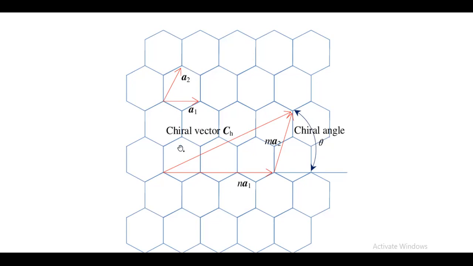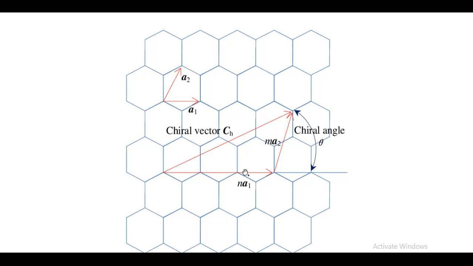This vector is named the chiral vector. It is Na1 + Ma2, where N and M are basically coefficients, and this is the chiral angle. Basically, I take a reference carbon atom and draw a vector which goes up to here, and then this will have two components.